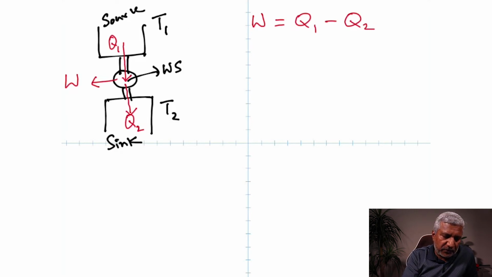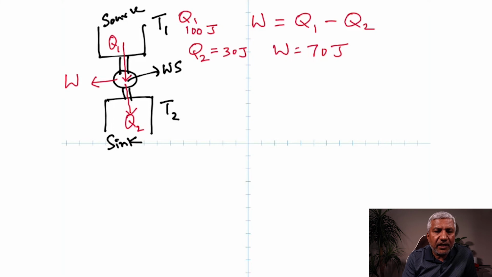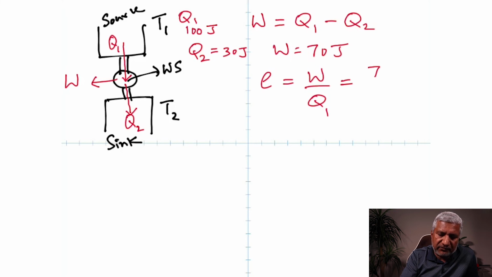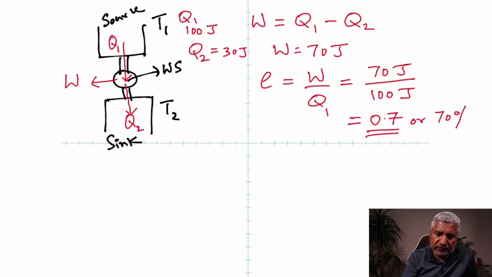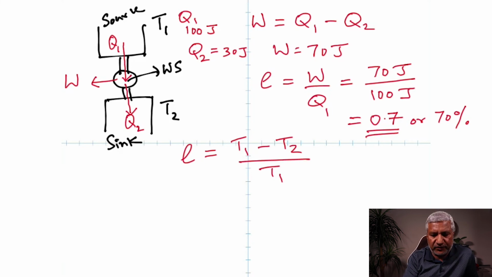For example, if Q1 is 100 joules, and Q2 is 30 joules, then the work done is 100 minus 30, which is 70 joules. What is the efficiency of this engine? Efficiency is work over Q1. That's one formula for efficiency. In my example, that would be 70 joules divided by 100 joules. Because the work done was 70 joules and heat taken was 100 joules, that'll give you 0.7 or 70%. That's the efficiency of this engine. And there's another way to calculate the efficiency, in terms of temperatures, and it could be (T1 minus T2) by T1. You could also calculate the efficiency that way.